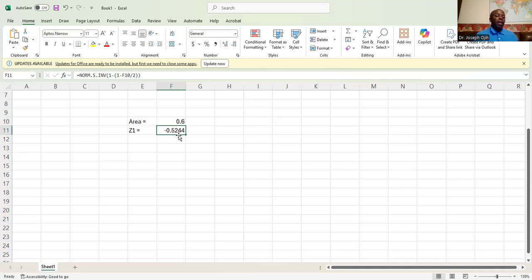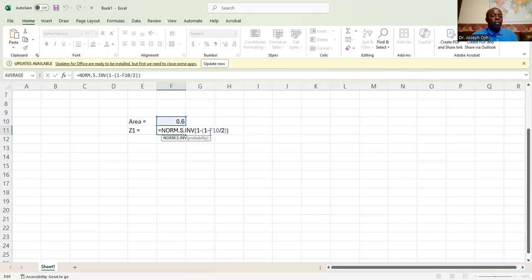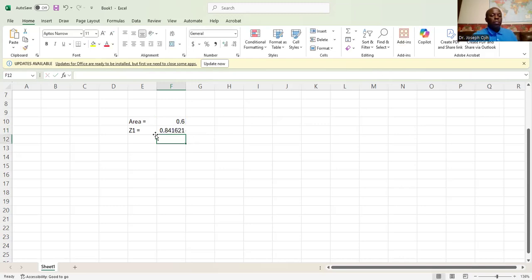I think there's something we missed here. I didn't put divided by 2. So let me do it again. Oh, a mistake, I put the 2 at the wrong place. So I put 1 minus the area in parentheses, then divide by 2. It gives 0.84. But it has to be negative because it's on the left side.